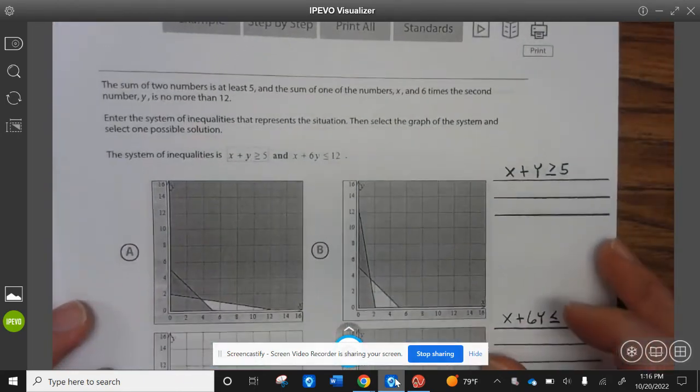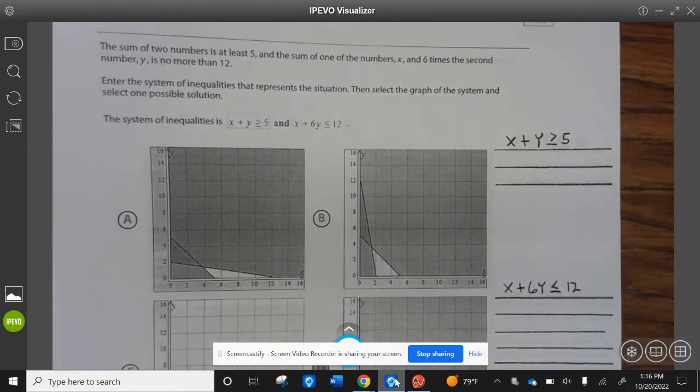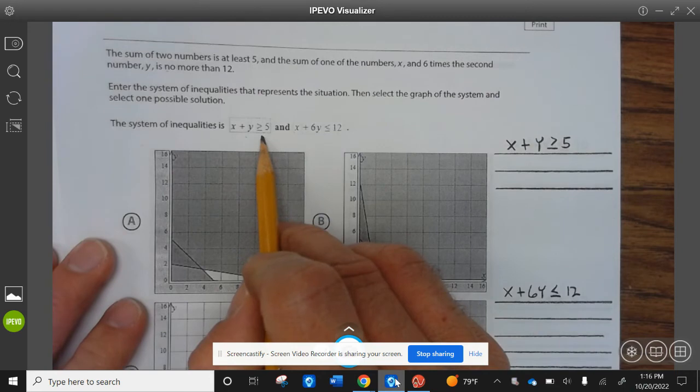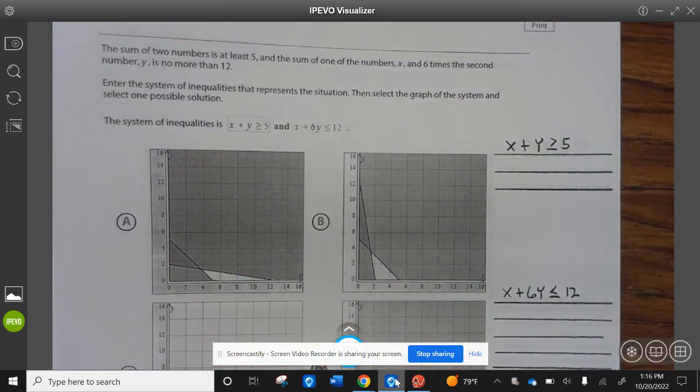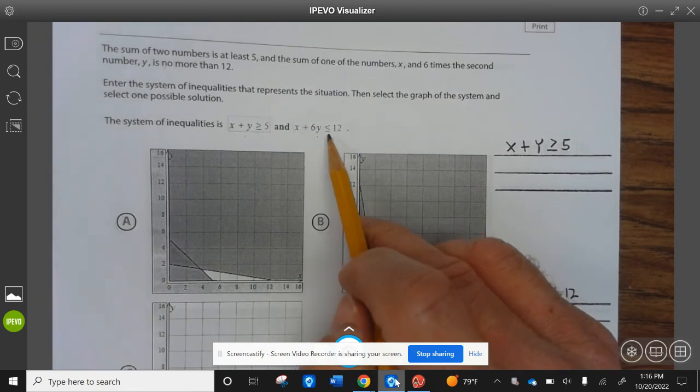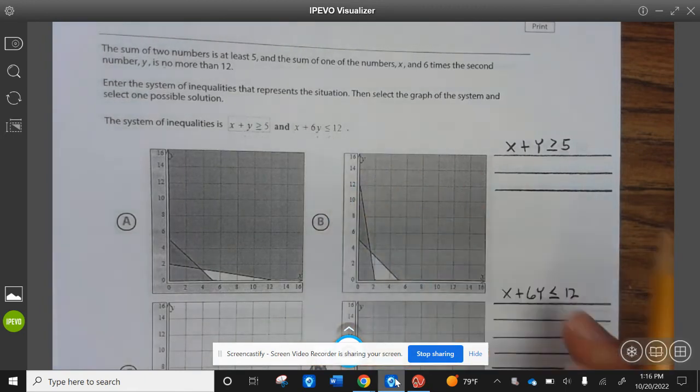All right. The sum of two numbers is at least 5. So that means x plus y greater than or equal to 5. Now it says, and the sum of one of the numbers, x, plus 6 times the second number is no more than 12.